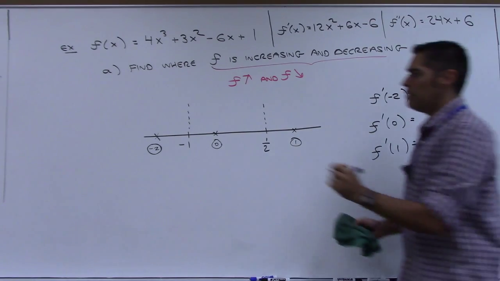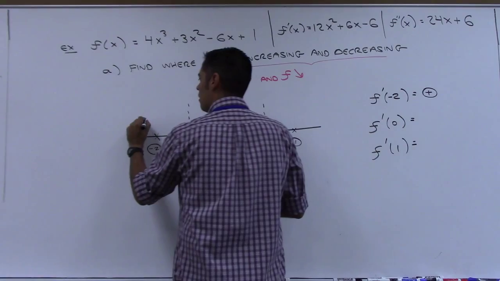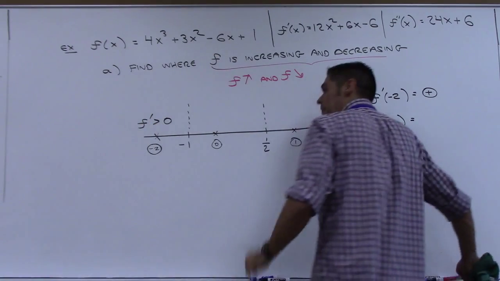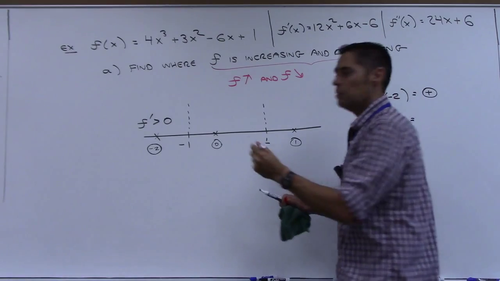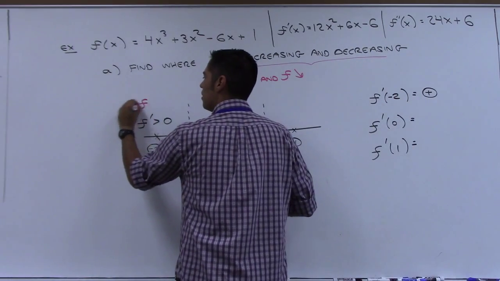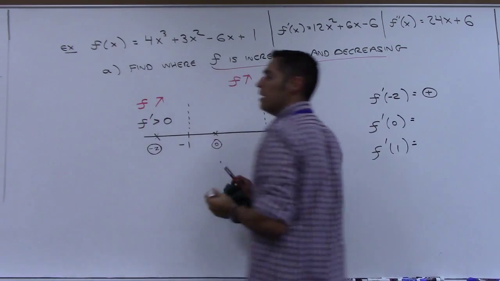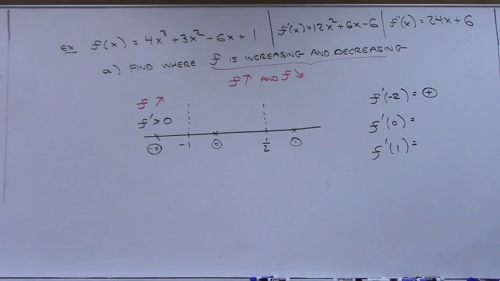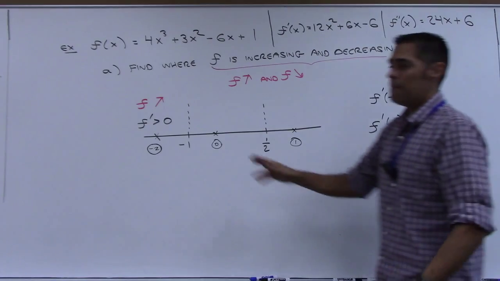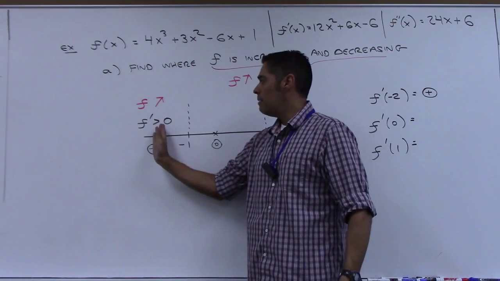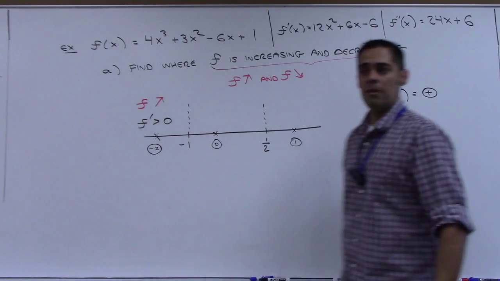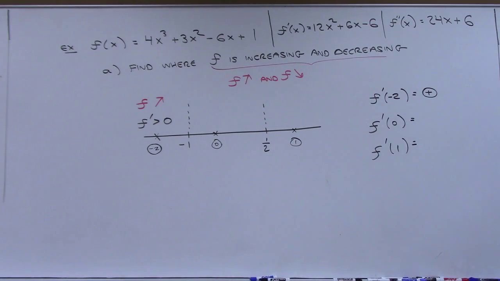So what I know here is that anywhere over here, my derivative is positive. And what does that tell me about the original function over there? The original function is increasing. Nope, we're on the first derivative. Concave is going to be the second. So the first derivative being positive over here means that the original function is increasing over here. With me? Okay, now we plug 0 in.